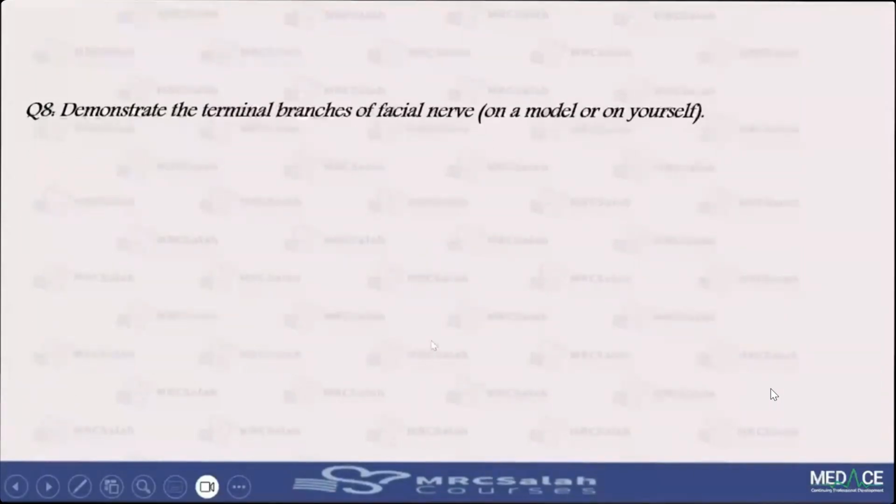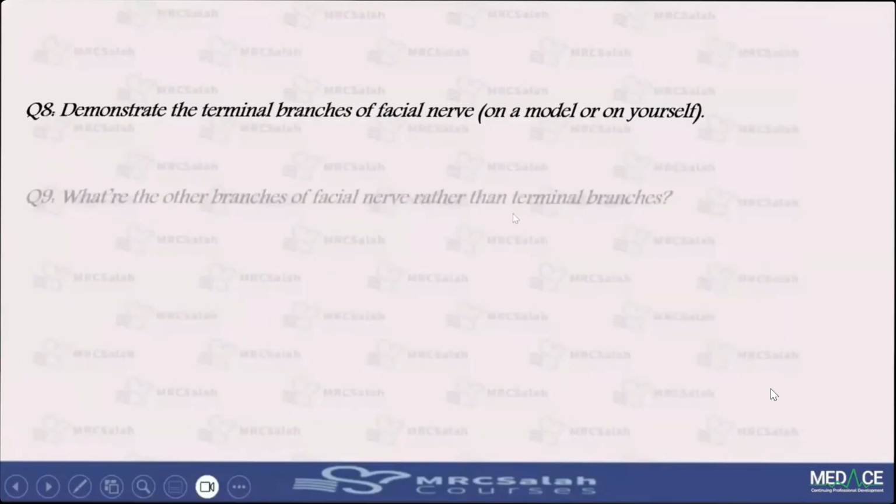Would you demonstrate the terminal branches of the facial nerve on a model or on yourself? Yes, on the forehead there is the temporal branch, then the zygomatic branch, then the buccal branch, then the marginal mandibular, then the cervical. Yes, so you will put your hand over the side of the face and spread your fingers to the points you just mentioned.